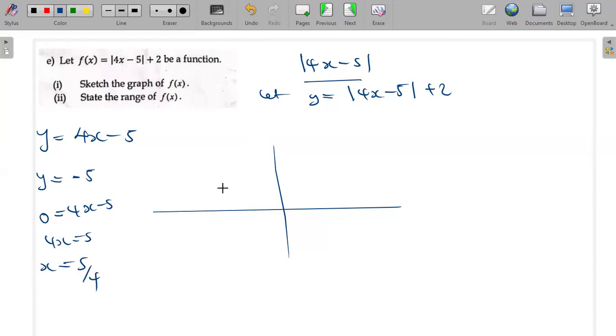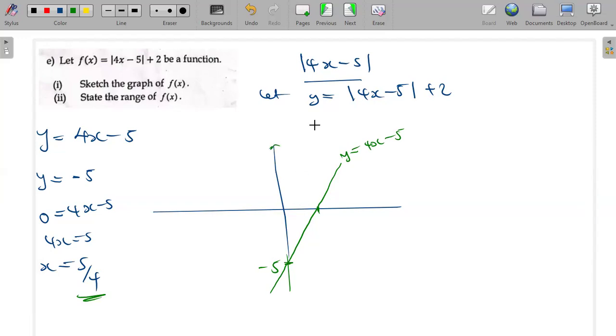So now, when y is 0, we have 5 over 4. So let's say 5 over 4 is here somewhere. And then we have negative 5 to be somewhere here. So this means we're going to have a line that is going to pass through these points, a straight line going through them. So this here is going to be my y equal to 4x minus 5.